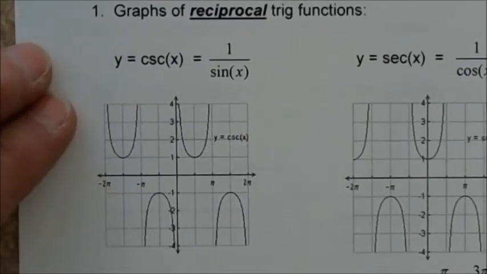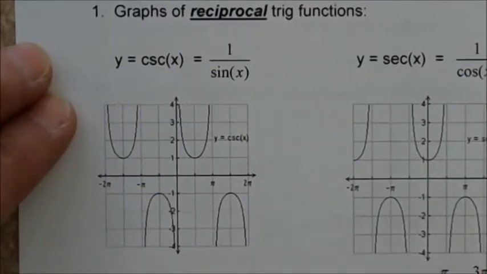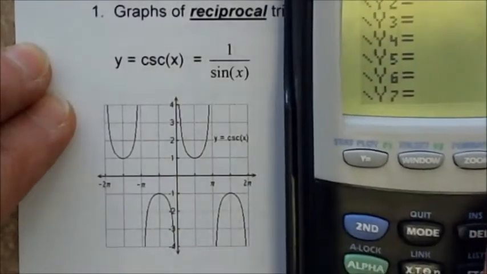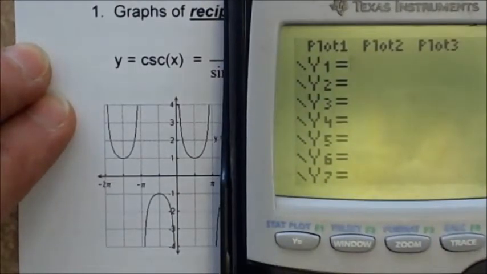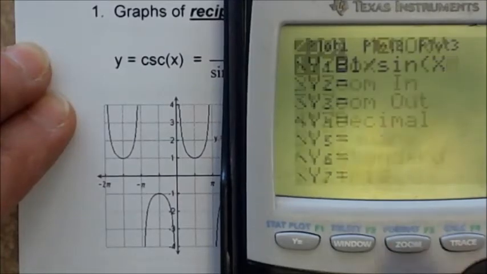And the graphs are already printed out for you. But if you have your graphing calculator, also please key it into the graphing calculator. First, we're going to look at y equals cosecant of x. And cosecant, remember, is the reciprocal of sine. So in your calculator, you would key in 1 divided by sine x. And zoom 7.